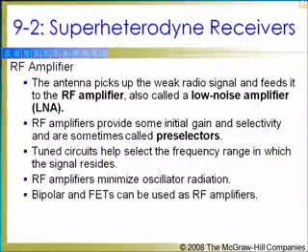The next one is the RF amplifier. The antenna picks up the weak radio signal and feeds it to the RF amplifier, also called a low noise amplifier. RF amplifiers provide some initial gain and selectivity and are sometimes called preselectors. Tuned circuits help select the frequency range in which the signal resides.